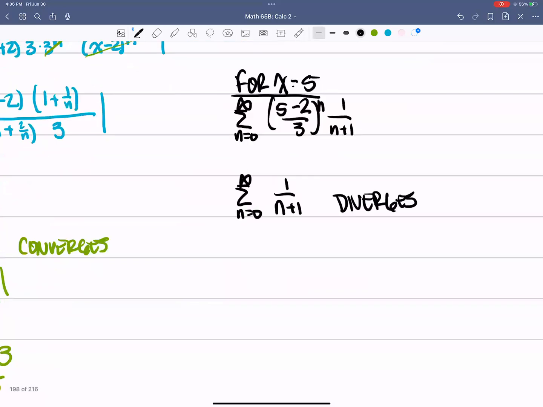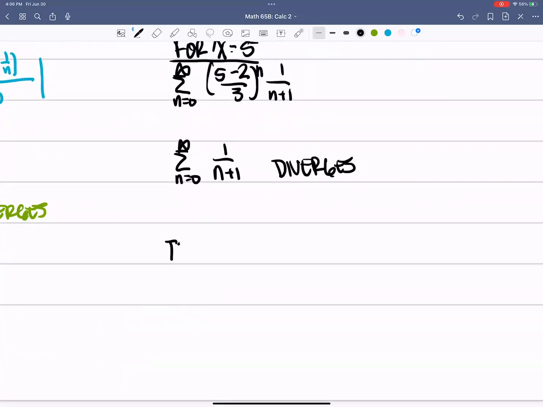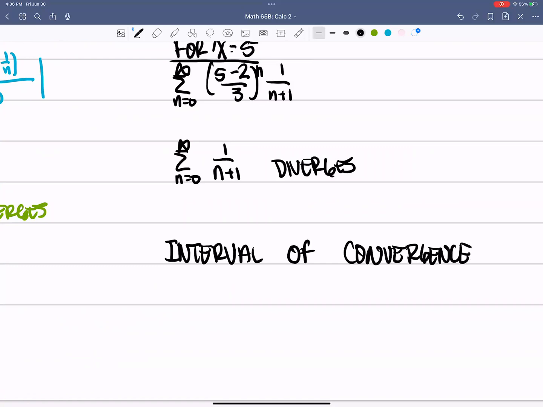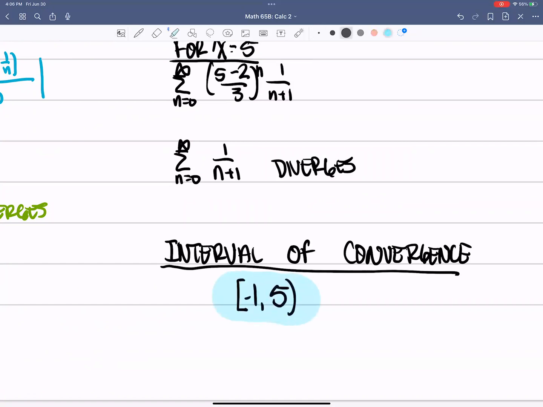So now our interval of convergence is, we do include negative 1, we do not include 5. And that's it.